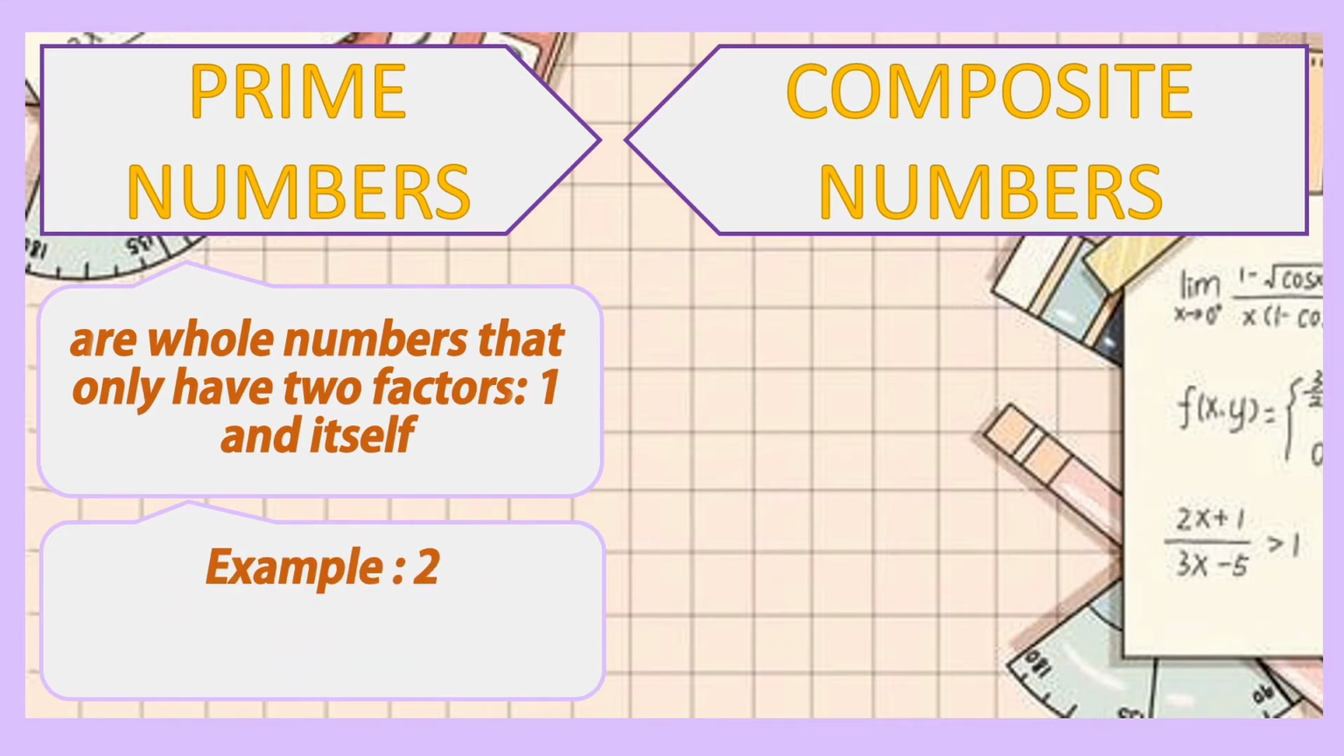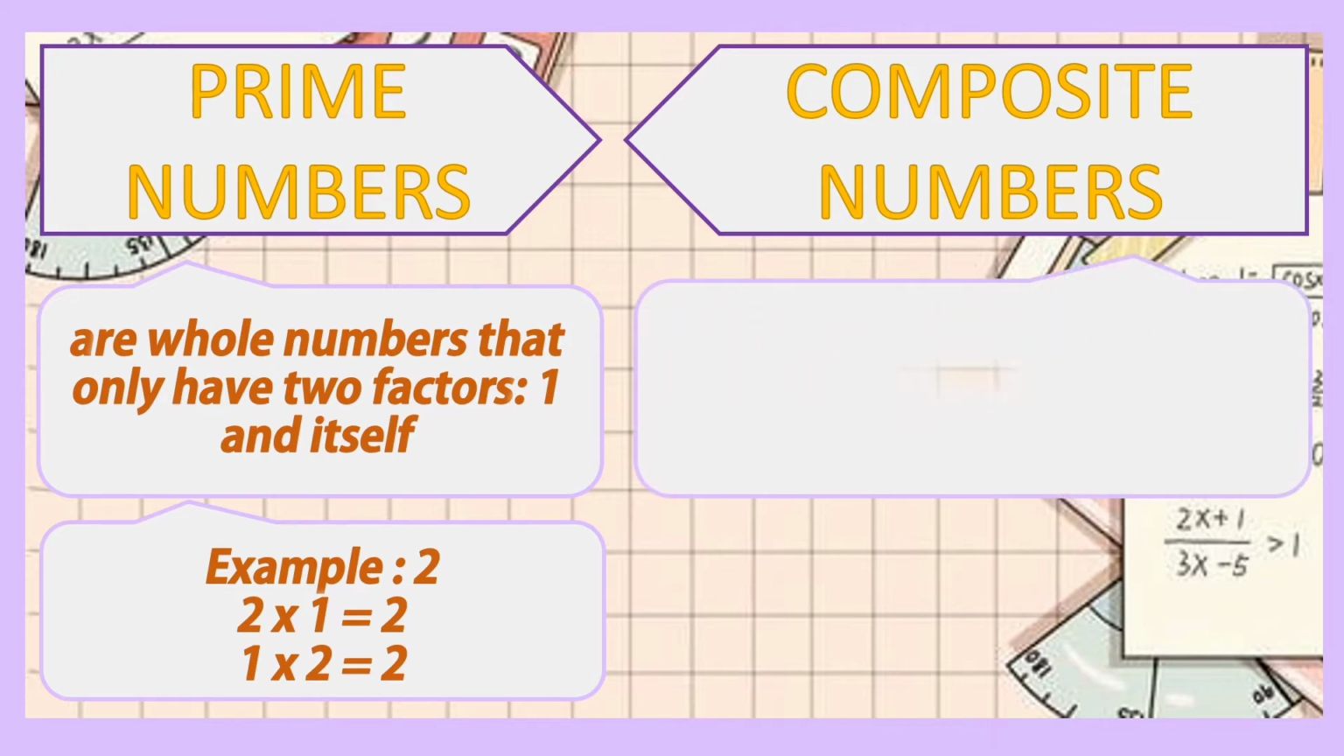Example, the number 2. The number 2 has only two factors, 1 and 2, because 2 times 1 is equal to 2 and 1 times 2 is equal to 2 also. We cannot think of any other number that can be a factor of the number 2.